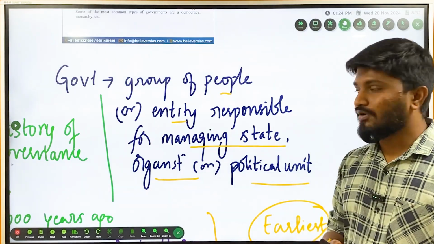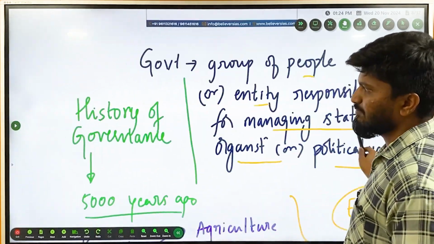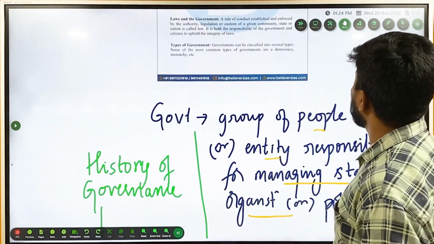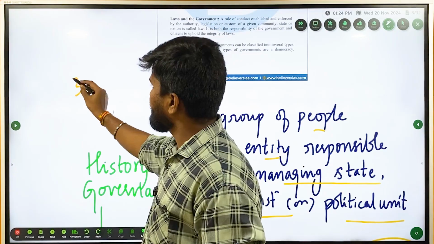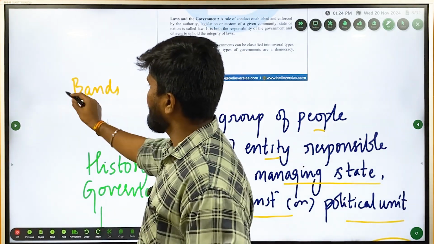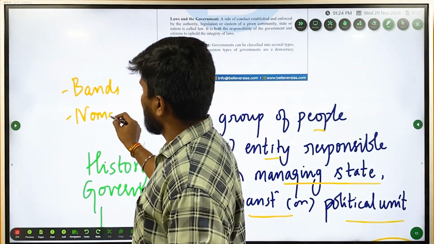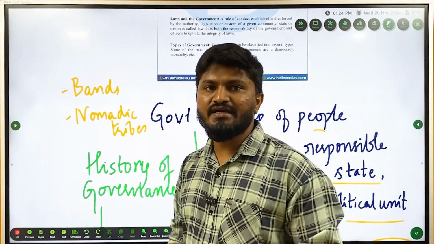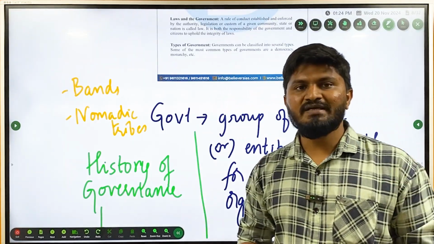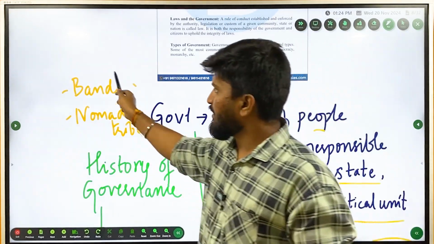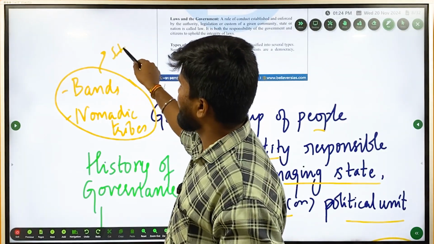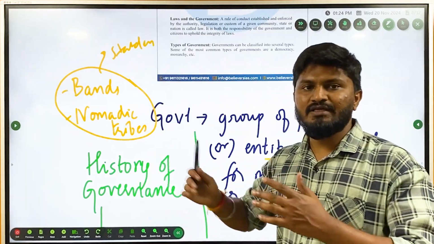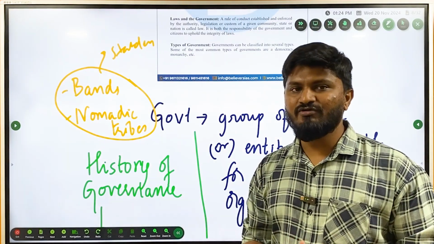Before the origination of government, human beings existed, majorly in the form of bands. They used to run around as nomadic tribes, and there was no need of government. What is the role of government? Government governs a political unit, and there was no political unit, no state; it was stateless. Whatever disputes arose, they used to deal with them within themselves. So there was no necessity for government.